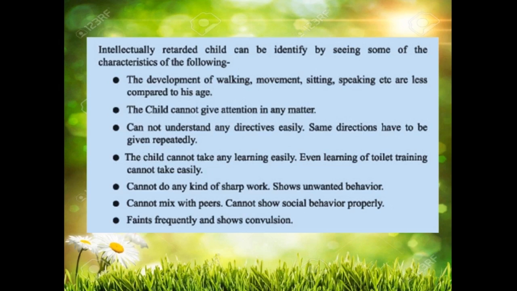An intellectually retarded child can be identified by seeing some of the following characteristics. The development of walking, movement, sitting, speaking, etc. is less compared to his age. The child cannot give attention to any matter, cannot understand any directives easily. The same directions have to be given repeatedly. The child cannot take any learning easily. Even toilet training cannot be learned easily.